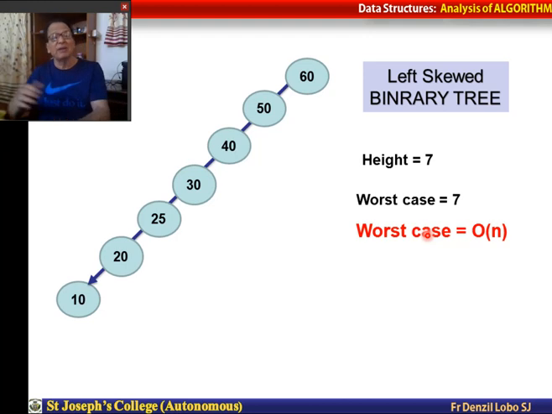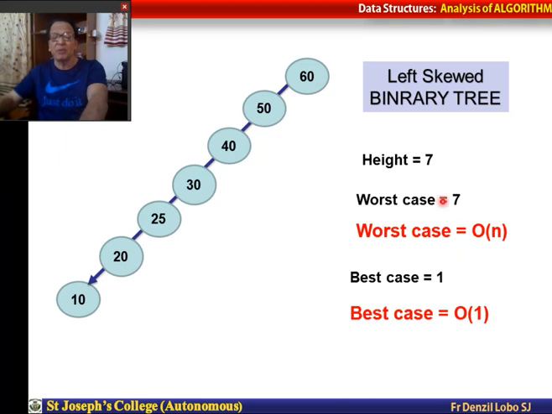Similarly, there may be a right skewed binary tree. That also has the worst case of the order of n, the total number of elements present. Again, the best case is, for example, if I want to search for 60, it is going to be 1. So best case is 1, worst case is n.